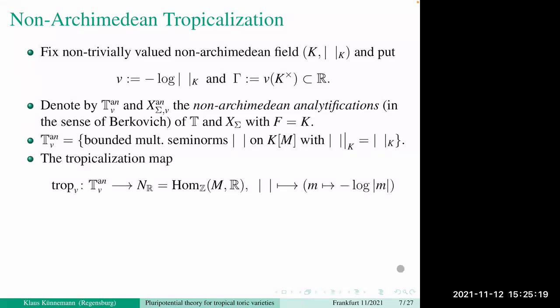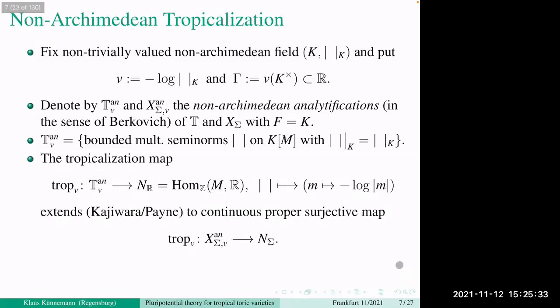And using this description, you also get a tropicalization map, where now a semi-norm is mapped to minus log of the semi-norm. And again, this map extends, as was observed by Kashiwara and Payne, to a continuous, proper, and surjective map.